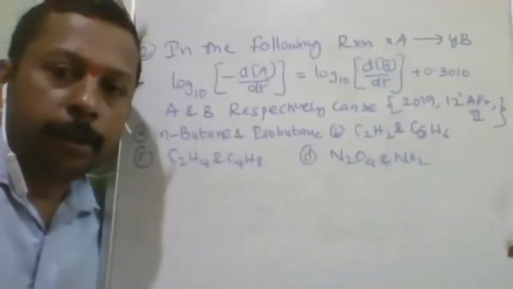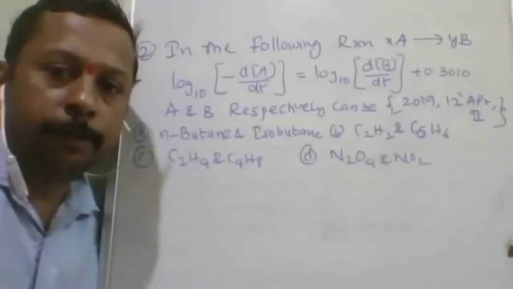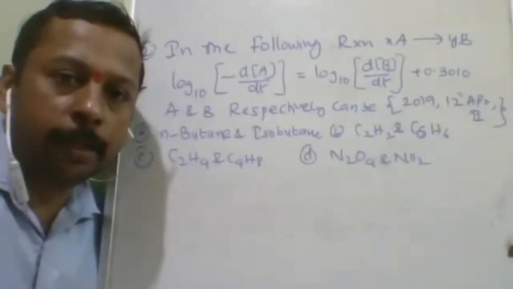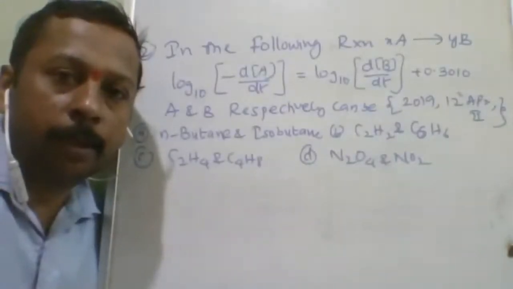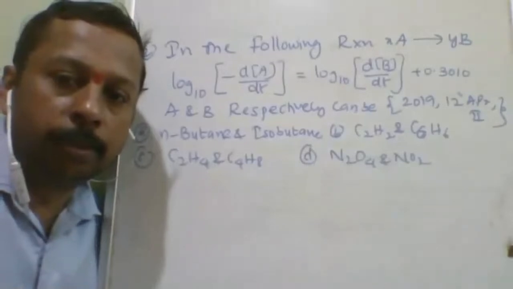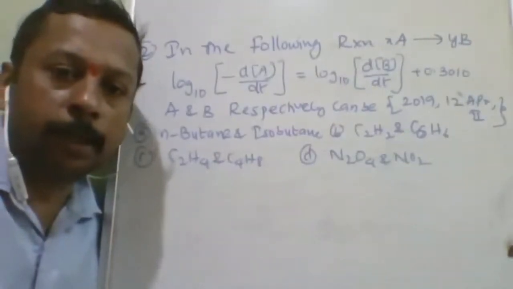Okay, the next question is a 2019, 12th April, second shift question, and it is a multi-concept question. All the reactions are to be cross-checked and applied with logarithm. And log 2 is equal to 0.3010. Okay, good. People have started giving answers also.